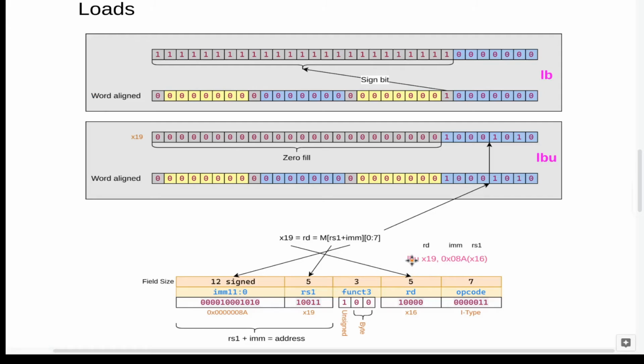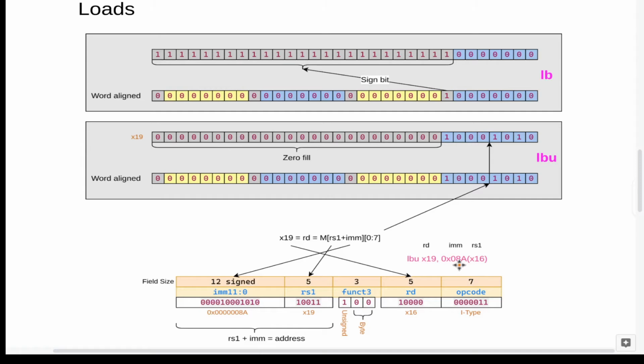This is the load byte unsigned, and we control that using the function. We specify the byte size that we're going to load and whether it's signed or unsigned. We have the usual opcode, the destination that we're loading into, and then a base address with an immediate added on. And that's what you see here.